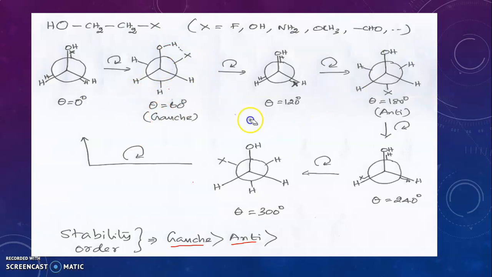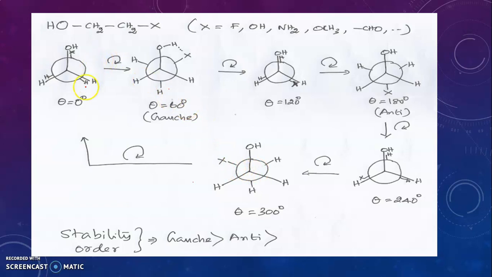The reason is this. Suppose instead of ethane-1,2-diol, I take a general example where an OH group is attached to one carbon and some X group is attached to the adjacent carbon. This X can be fluorine, OH, NH2, OCH3, CHO, etc. Now, these are all the possible conformations. You know very well how to get all these conformations, by rotating about the carbon-carbon single bond.